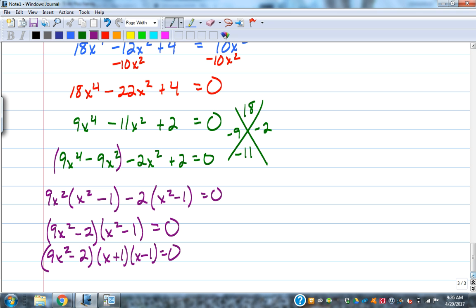1, 2, 3, 4. This is x squared 4. Should be 4 x's that we get here. So we're setting those equal to 0. So 9x squared minus 2 equals 0. x plus 1 equals 0. x minus 1 equals 0. I'll do these over here. Y'all do the hard one.